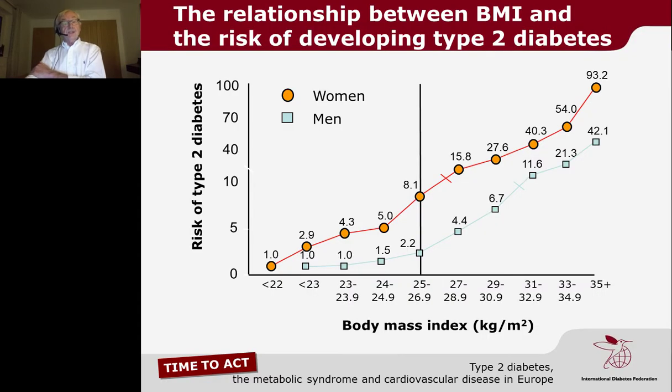You can see here the relationship between obesity and type 2 diabetes. We can see that as body mass index increases, so does the rate of type 2 diabetes, both in women and in men. So you can see straight away that obesity is directly related to the development of diabetes.